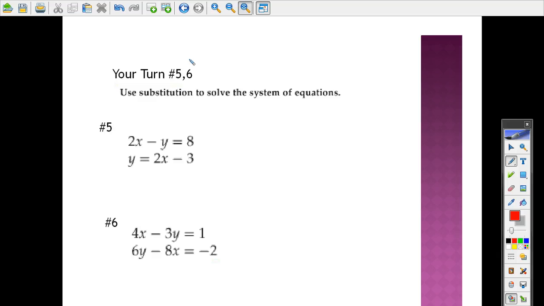So go ahead and try numbers 5 and 6. Tell me if there's a solution, there's no solution, or there's an infinite number of solutions. Once you're done with number 5 and 6, you're done with the homework tonight. So make sure you write down your name, put your homework in your book bag tonight so you can get credit for it for tomorrow morning.